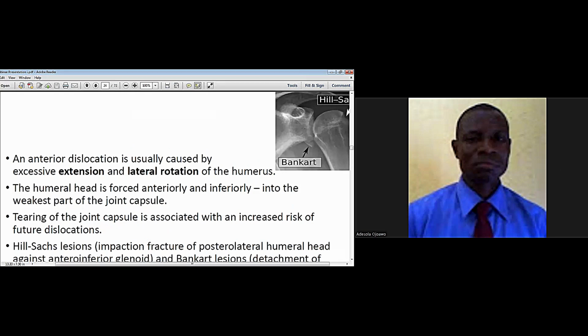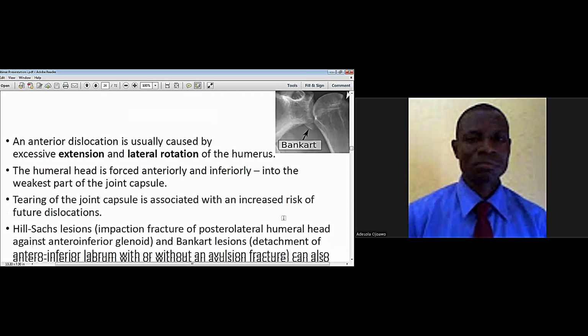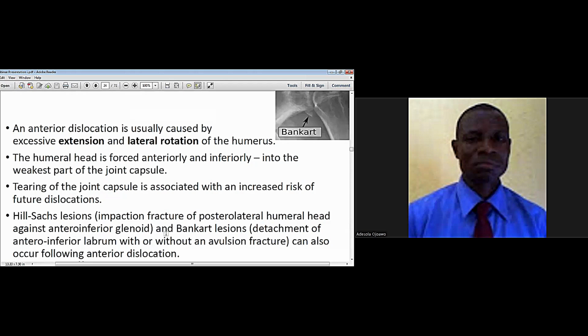Dislocation will not just come like that. There will be some breakage because the labrum there will break. This area will break. Then there can be avulsion of the inferior glenoid. This is what we are lacking here. If you have that, we call it Bankart lesion. Then there can be a kind of injury here. You call that one Hill-Sachs lesion. That's impaction fracture of the posterior head of the humerus against the anterior glenoid, and Bankart lesion is the detachment of the anterior labrum.